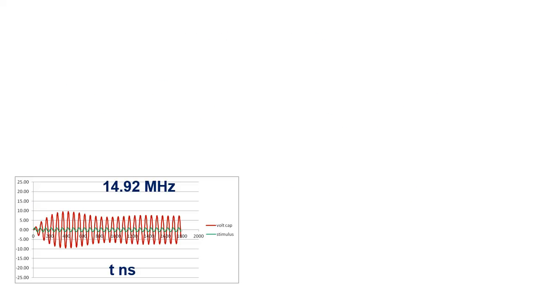Let us first use 14.92 MHz as the frequency of the sinusoidal stimulus, that is, 1 MHz less than the natural frequency of the circuit. The stimulus has an amplitude of 1 volt, shown by the green plot. Capacitor voltage is shown by the red plot. After initial transients have died down, the steady-state amplitude is around 7 volts, considerably larger than the stimulus.